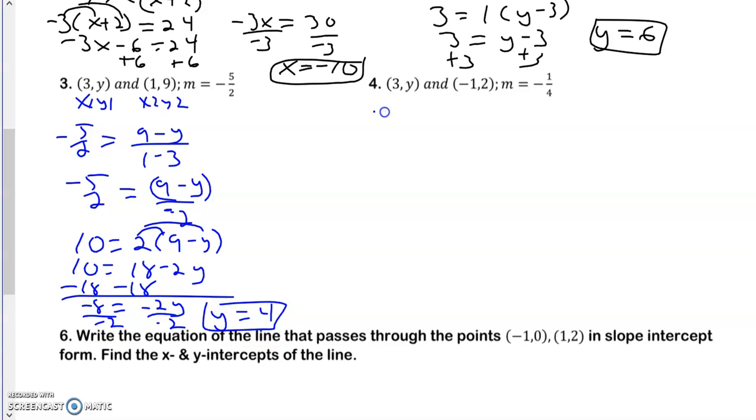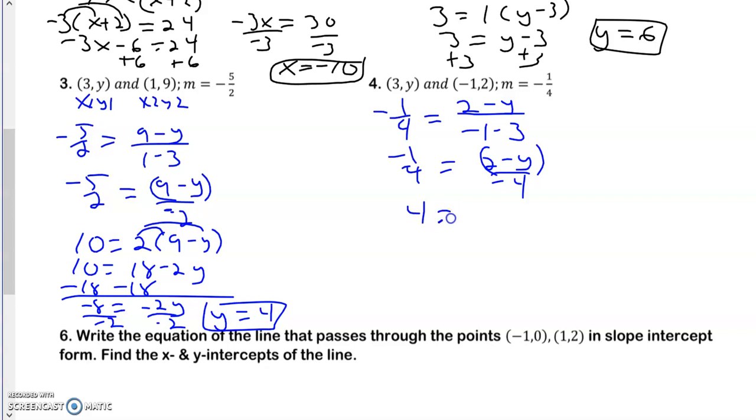The next one, I'm going to put negative 1 over 4 equals, and then I'm going to do 2 minus y, and then I have a negative 1 minus 3. I'm going to simplify the denominator. 2 minus y, that's going to get me a negative 4. Put my parentheses around it. Two negatives make a positive.